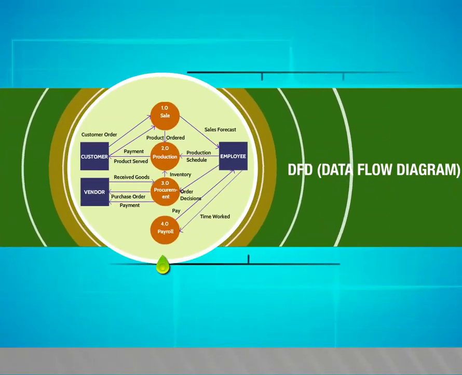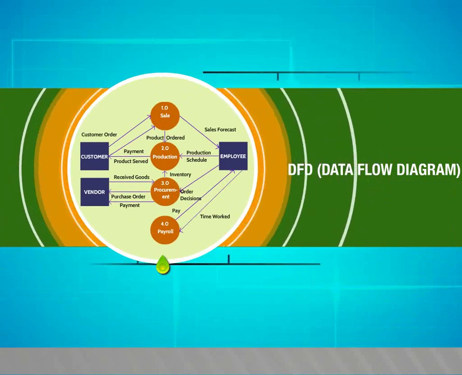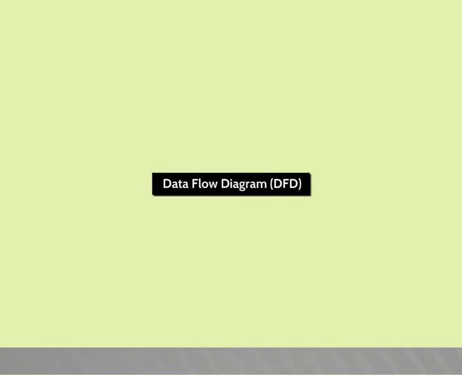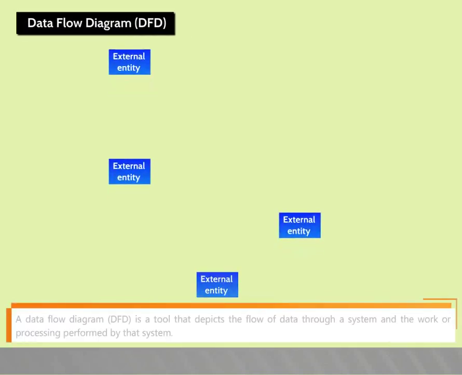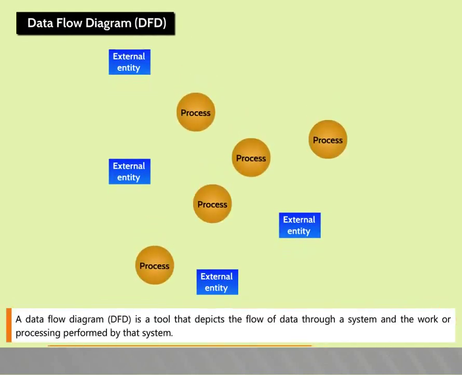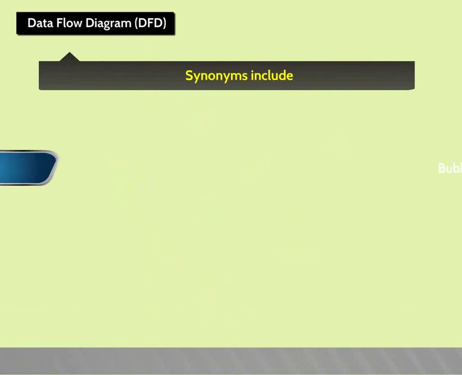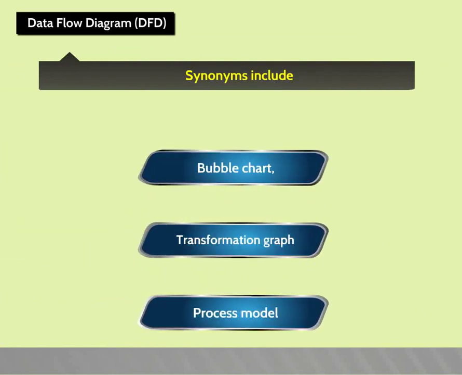DFD, Data Flow Diagram. In this video, we are going to see about DFD, Data Flow Diagram. A data flow diagram DFD is a tool that depicts the flow of data through a system and the work or processing performed by that system. Synonyms include bubble chart, transformation graph, and process model.